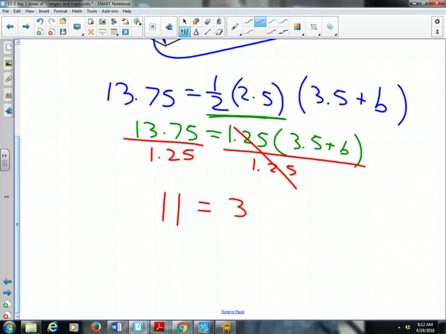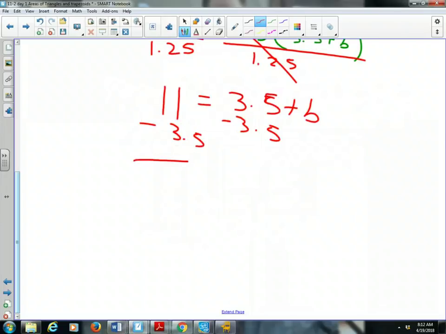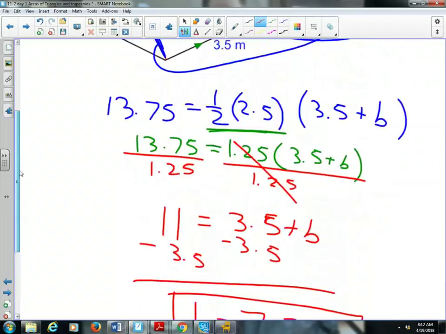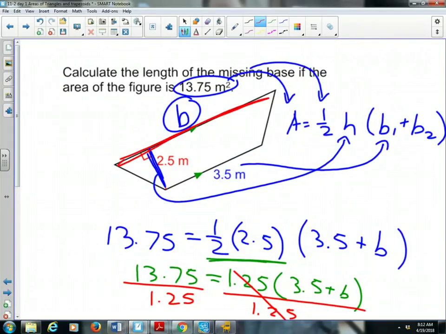So 11 equals 3.5 plus the other base. To get the other base by itself, I would subtract 3.5, and I got it made. 11 minus 3.5. The other base is 7.5 meters. This base right here is 7.5 meters long.